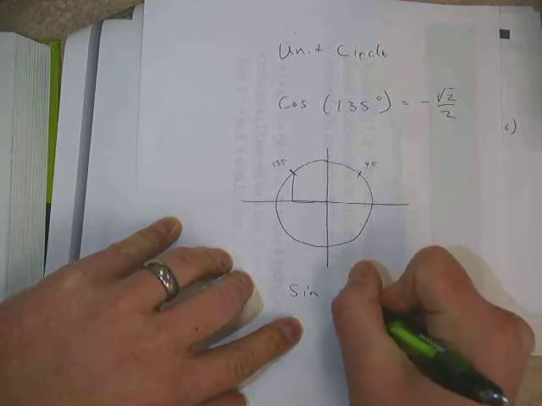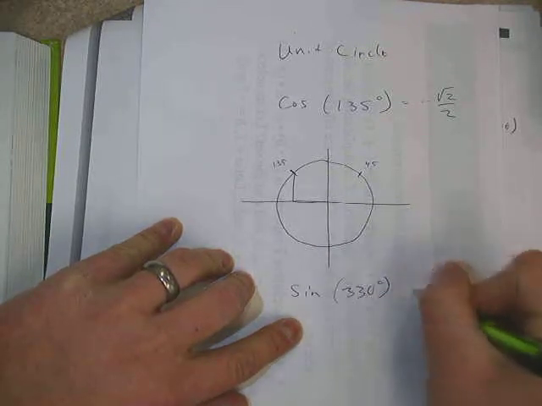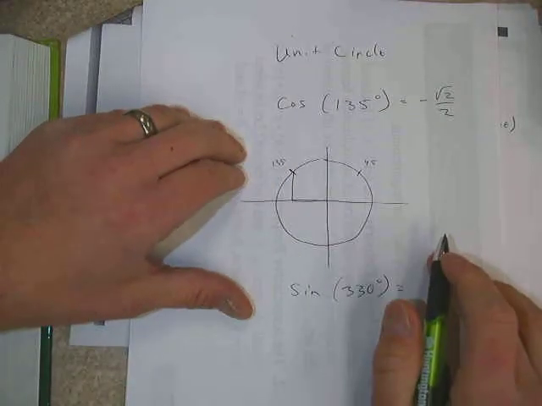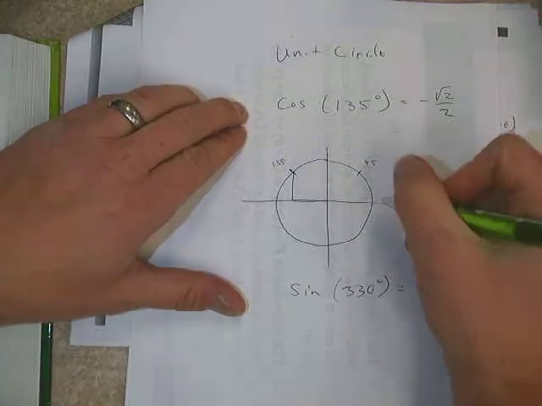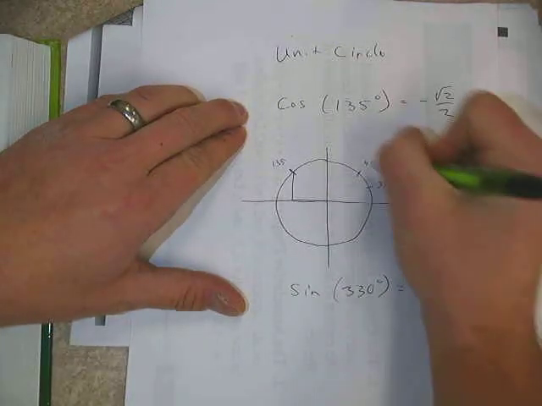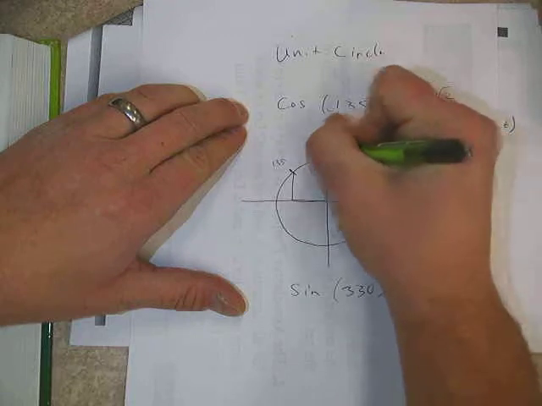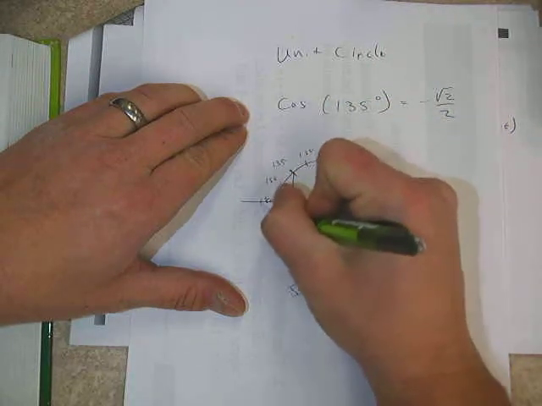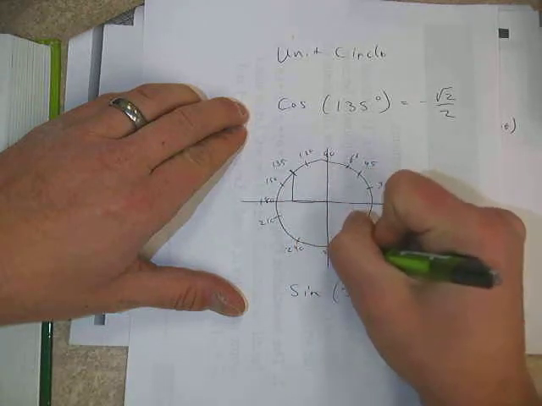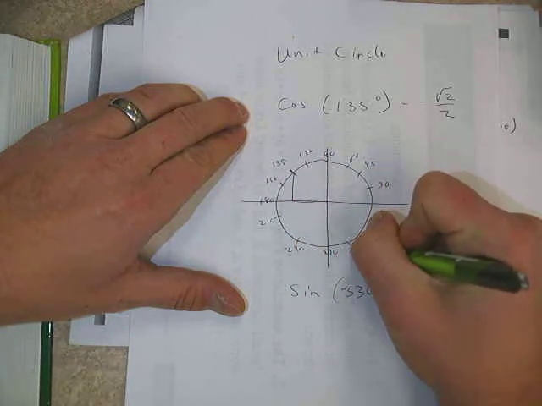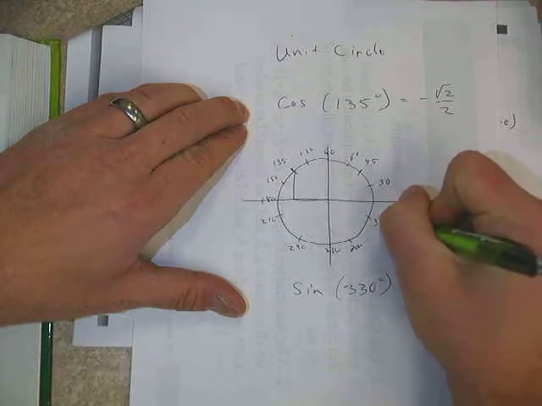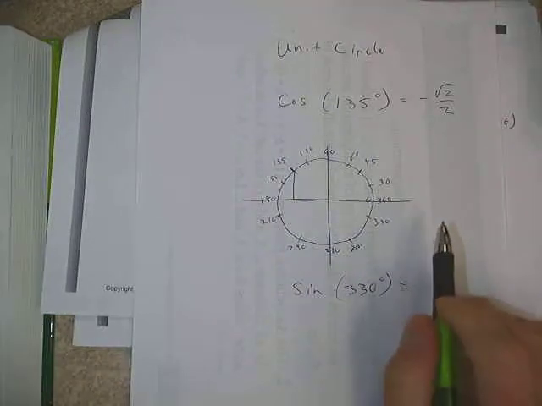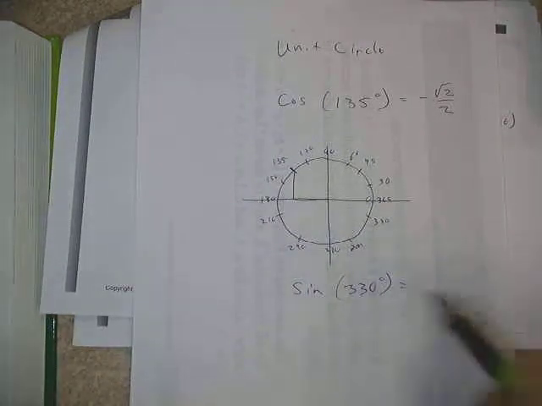How about this one? What if I said I want the sine of 330 degrees? When I count by 30s, here's how I'm going to make my unit circle. I'm going to start at 0 and count 30, 60, 90, 120, 150, 180, 210, 240, 270, 300, 330, and then of course back to 360. So this is 0 or 360.